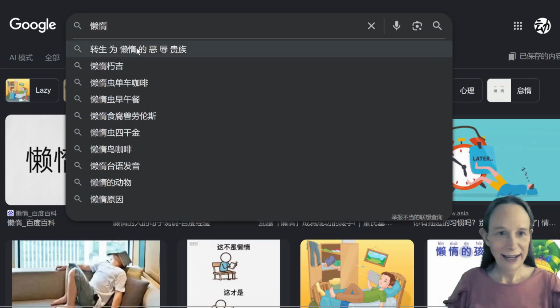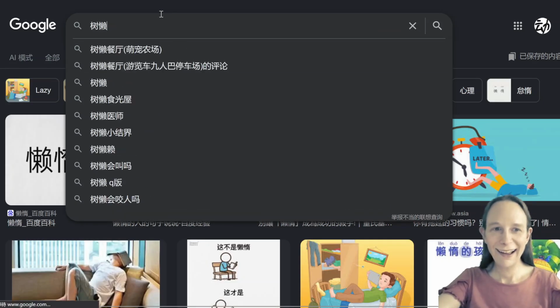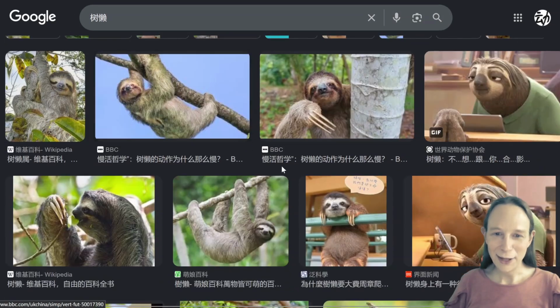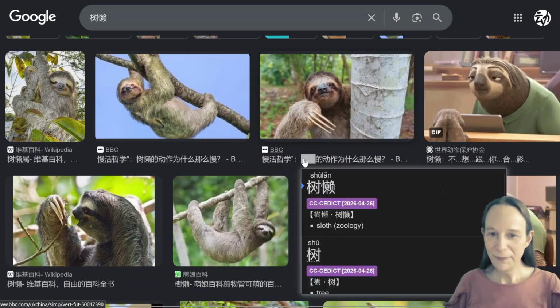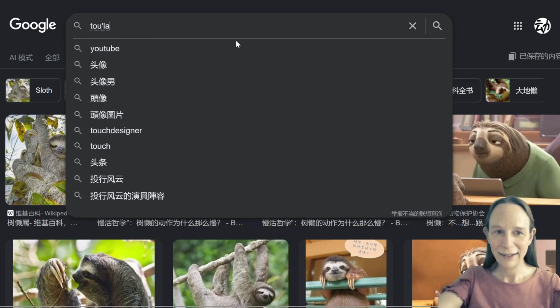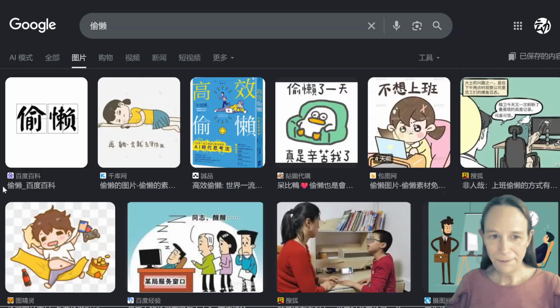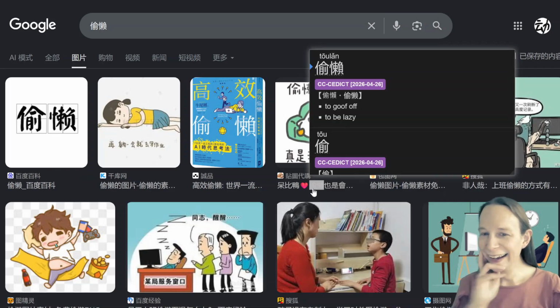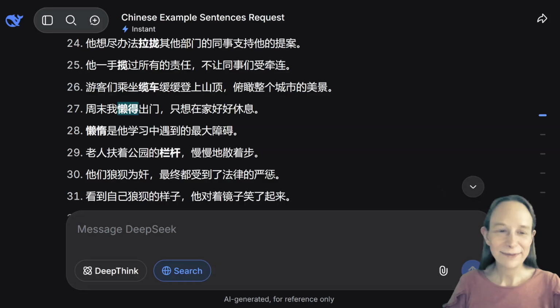All right. And the other lan word is shulan. Shulan, be lazy. Be lazy is a sloth. Is there anything else? Oh, the other one is tolan. Tolan is kind of like goofing off. So you should be working, but you're tolan.